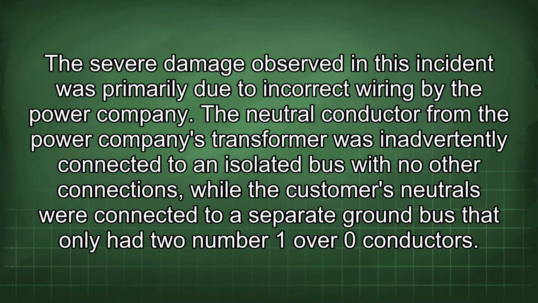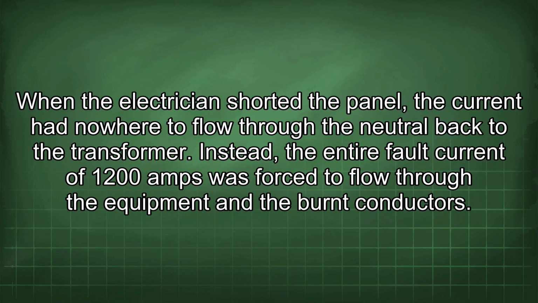The severe damage observed in this incident was primarily due to incorrect wiring by the power company. The neutral conductor from the power company's transformer was inadvertently connected to an isolated bus with no other connections, while the customer's neutrals were connected to a separate ground bus that only had two number 1/0 conductors. When the electrician shorted the panel, the current had nowhere to flow through the neutral back to the transformer.